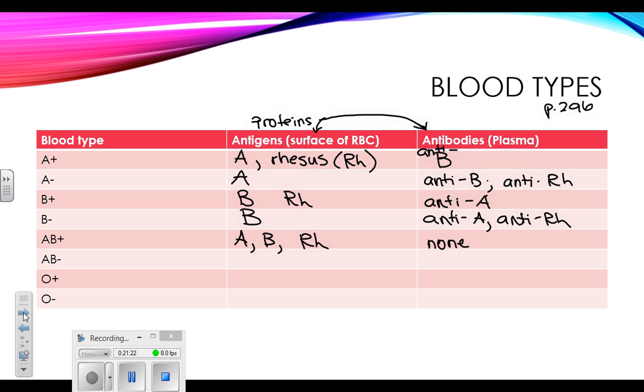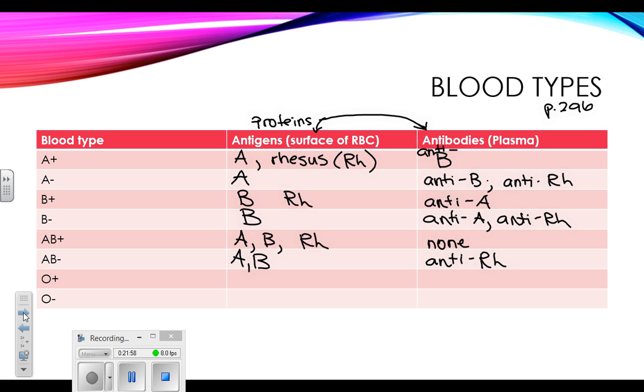Now, I'm using the word none kind of loosely here. I'm not saying you don't have any antibodies at all. What I mean is you don't have any antibodies for blood antigens. You probably have other antibodies that will help you kill flu viruses and other infections that you might get. You just don't have any of the blood antibodies. AB negative then would have A and B, not the RH factor, and they would have anti-RH antibodies. And then we get to type O.